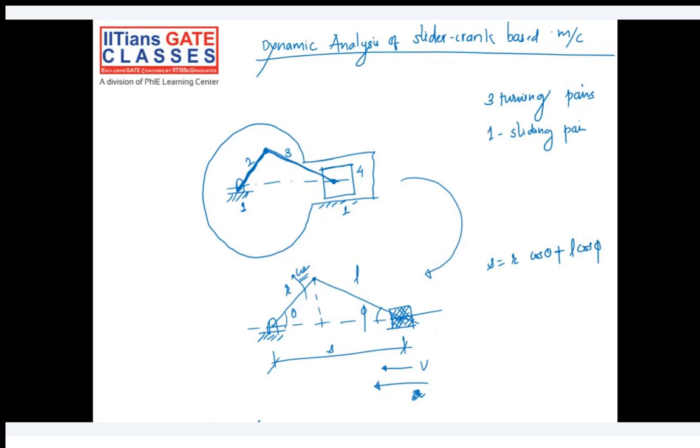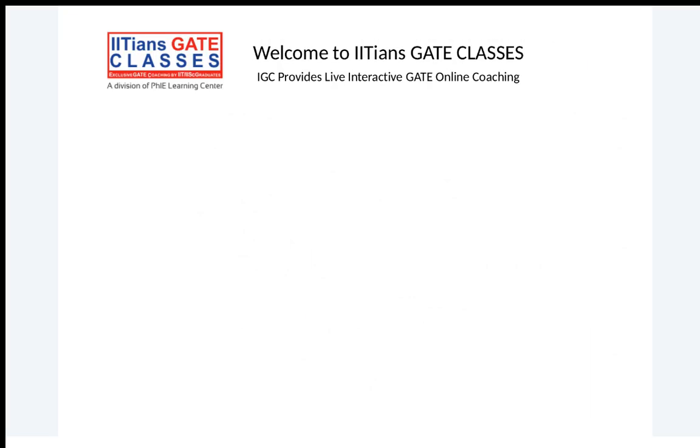Can I also write r sine of theta is l sine of phi, because the height is common for these two triangles. For these two right angle triangles, the height is common. So I can write it like this. So sine of phi can be written as r by l times sine of theta.